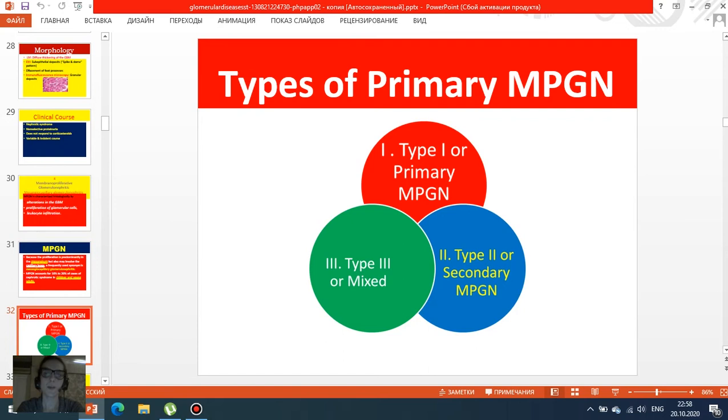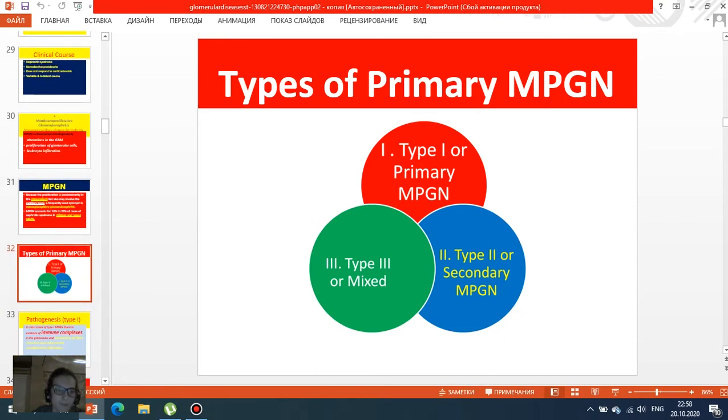Types of primary mesangioproliferative glomerulonephritis: type 1 or primary MPGN, type 2 or secondary MPGN, and type 3 or mixed mesangioproliferative glomerulonephritis.